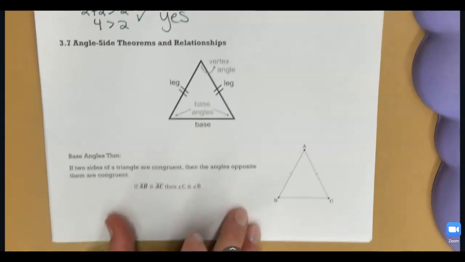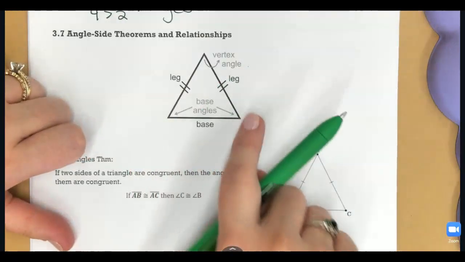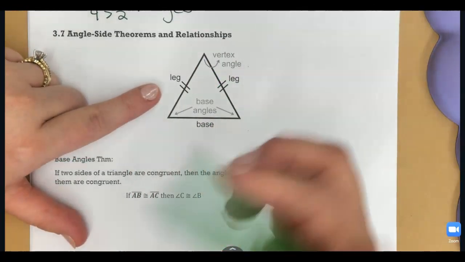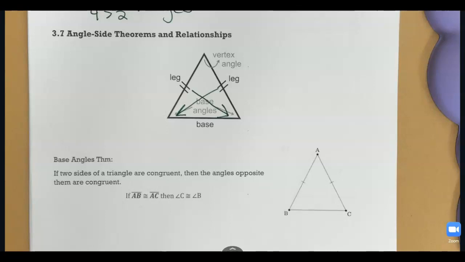classifying triangles. We're going to move on to 3.7 now, and that's with our angle side theorems and relationships. So this pertains particularly to isosceles triangles. When I have two legs that are congruent, the angles that are opposite those legs are also congruent, and we call those the base angles. So terminology really quick. My two sides that are congruent we call our legs, and that third side is our base. So the two angles that are across from the congruent sides, those are my base angles, and so they're going to be congruent to each other, and then that third angle we call the vertex angle.